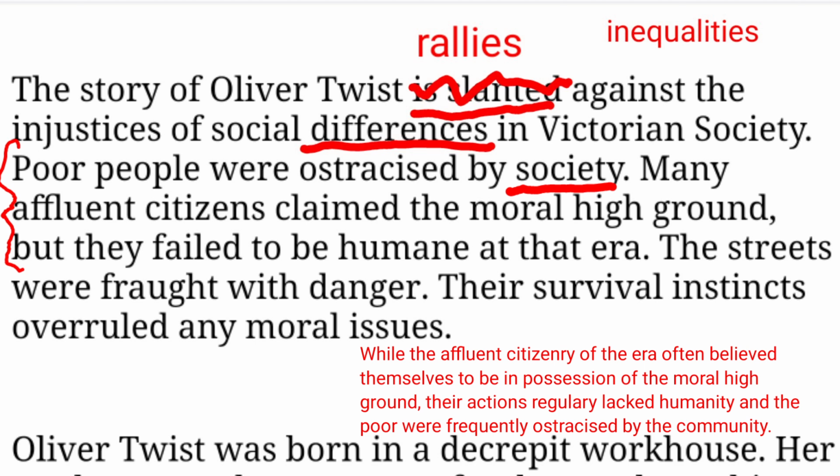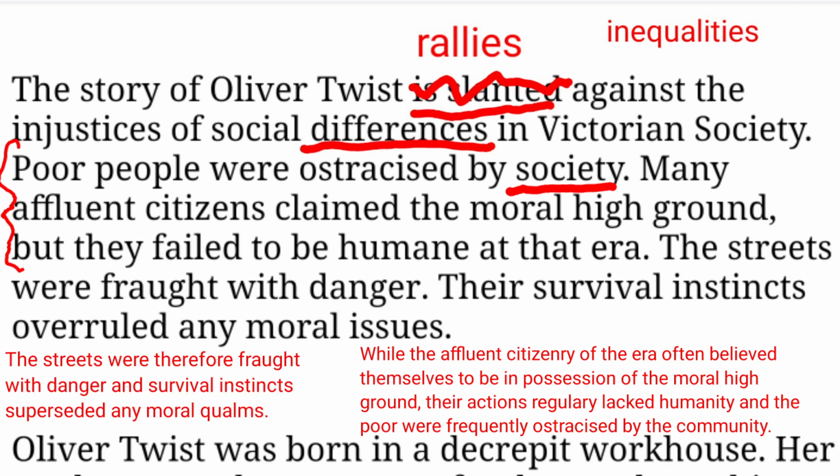We want to make it clear that it is because the poor were ostracized by the community that the streets were fraught with danger. And I think the idea you want to express here in the final sentence is that because of these situations, these factors, survival instincts took precedence over moral issues. The streets were therefore fraught with danger, and survival instincts superseded any moral qualms. Qualms is a really useful word here, I think, if you want to look that up.